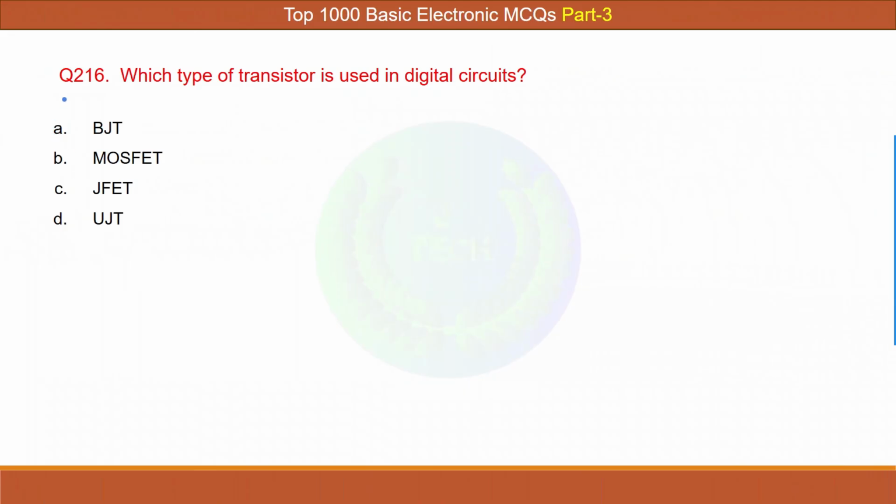Next question, question number 216. Which type of transistor is used in digital circuits? Option A, BJT, option B, MOSFET, option C, JFET, option D, UJT. The answer is option B, MOSFET.